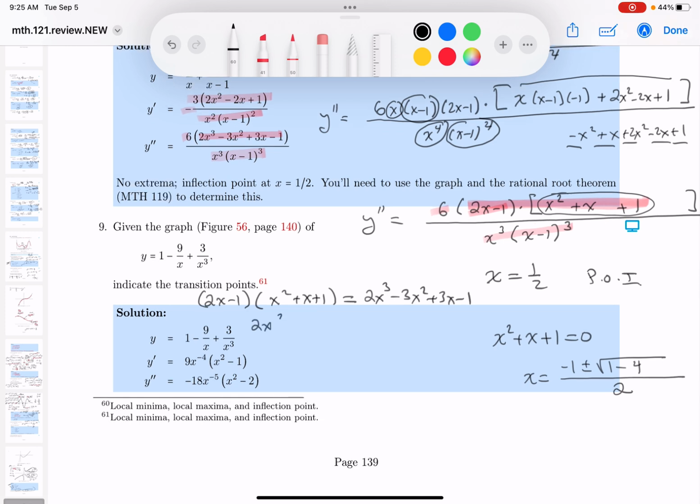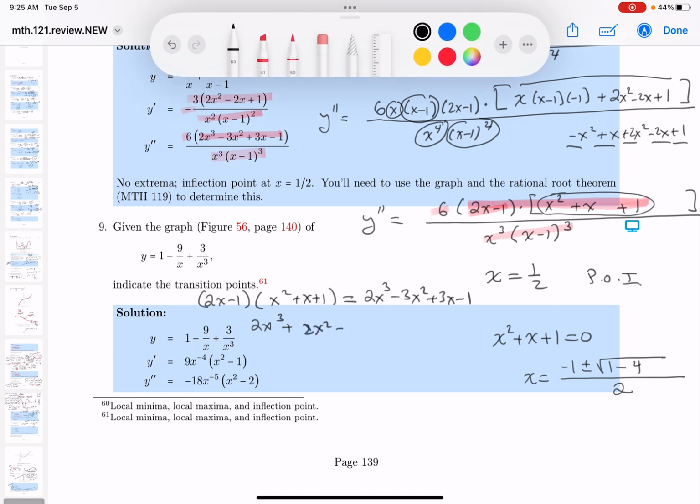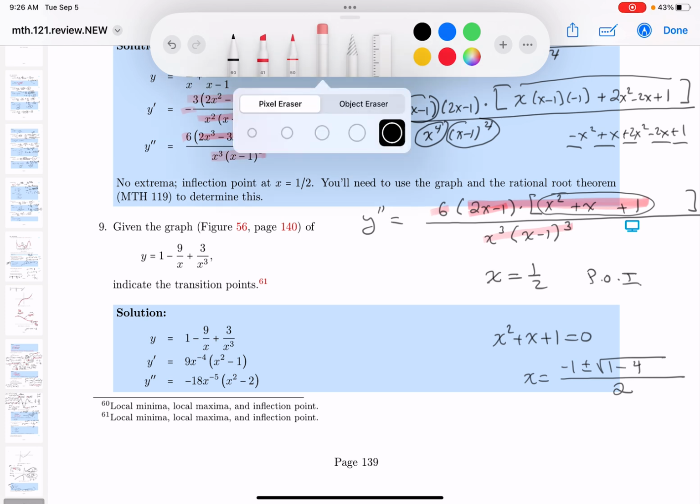You get 2x cubed plus 2x squared plus 2x minus x squared 2x minus 1. I think I might have made a mistake somewhere. Let's take a look at that. 2x squared. I see it now. I see my error. Let me erase this over here. Let me make my eraser a little bit smaller. And I did make a mistake, and I want to just correct it.